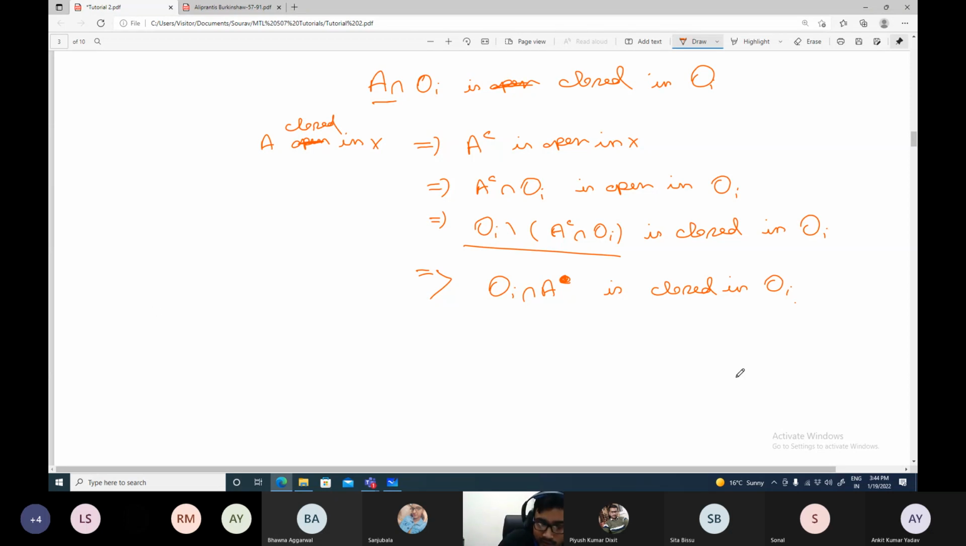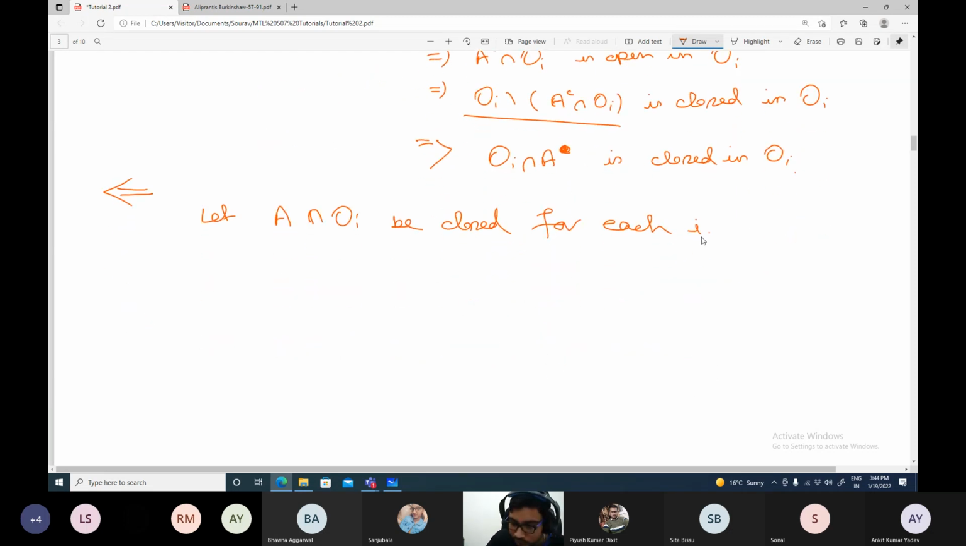Now let's move to the converse one, the reverse one. So now let A intersection O_i be closed in O_i for each i. So what does it imply? This implies O_i minus O_i intersection A is open.